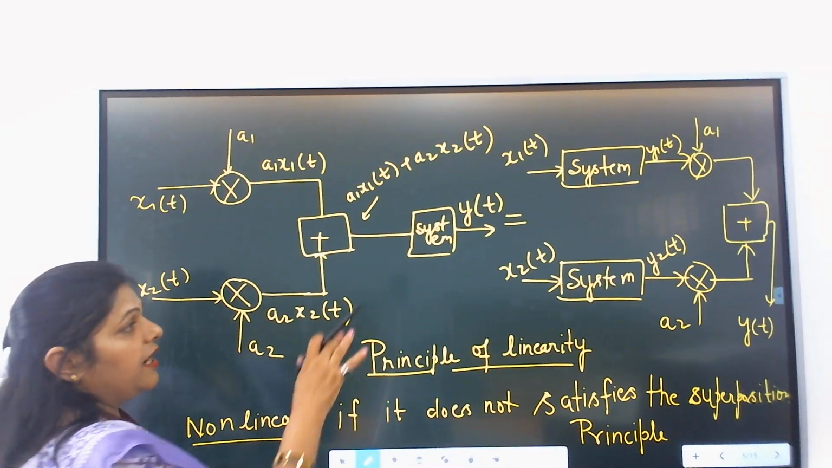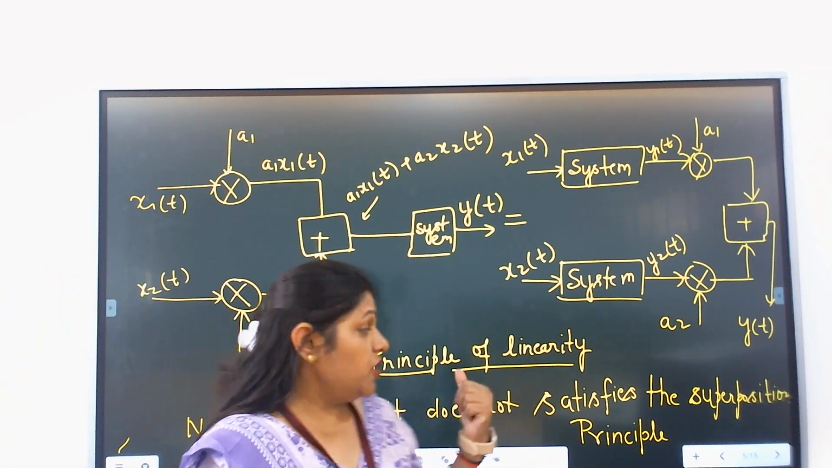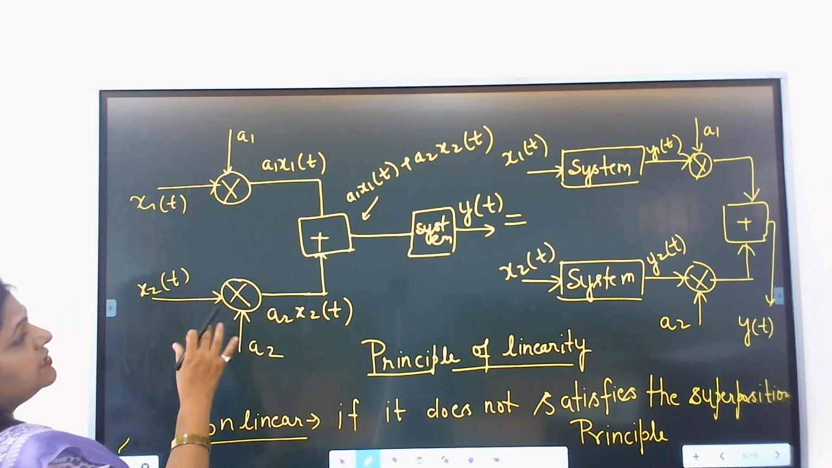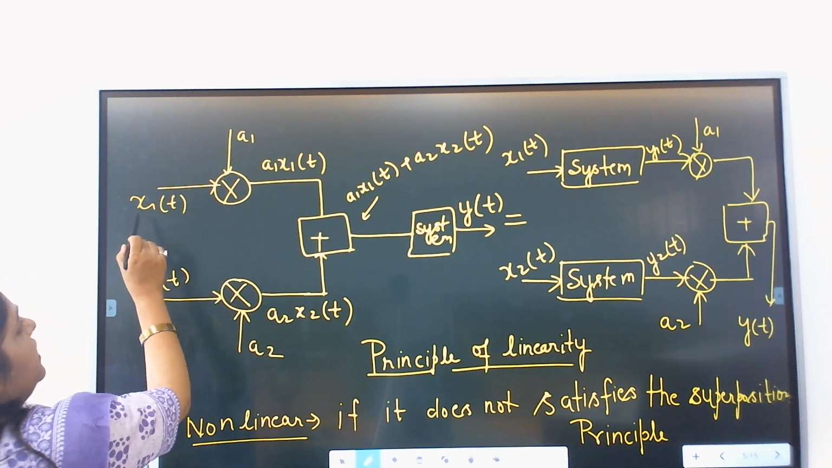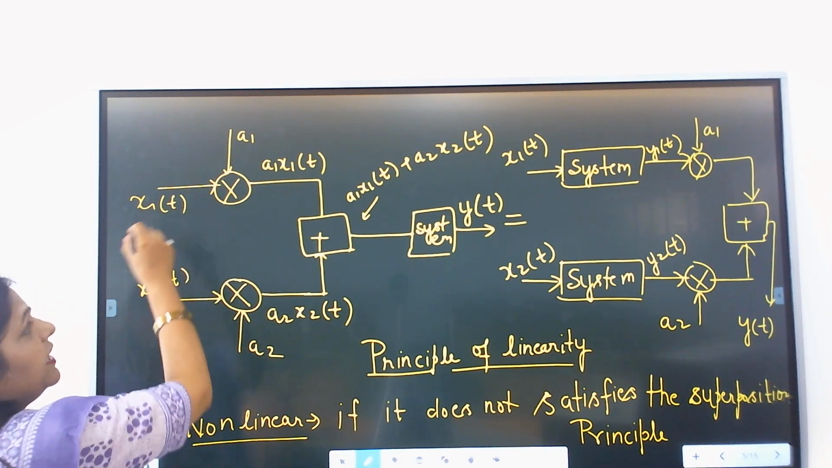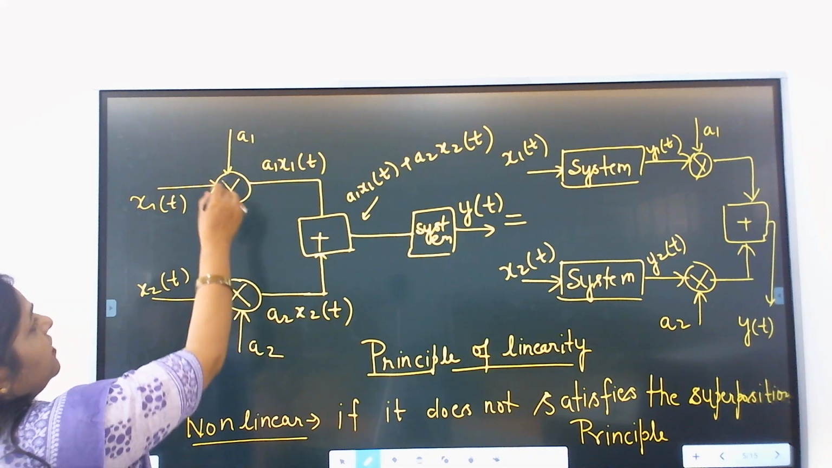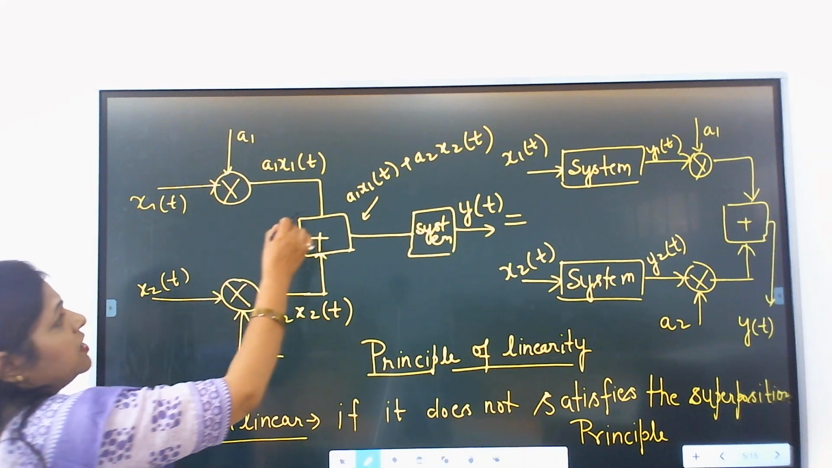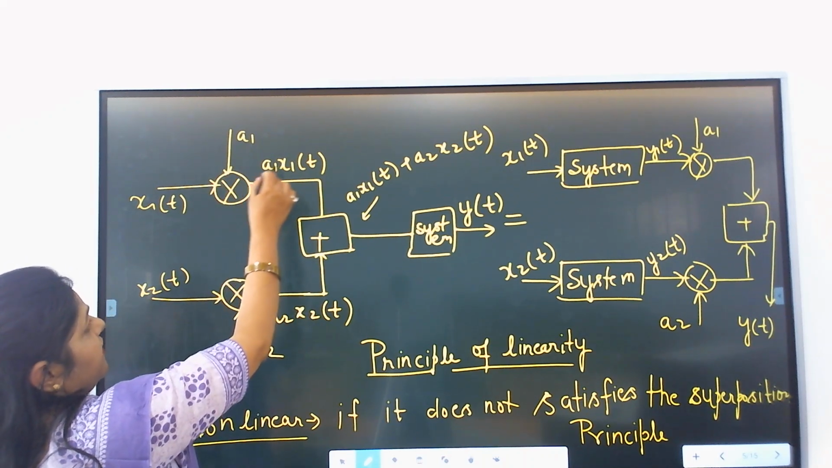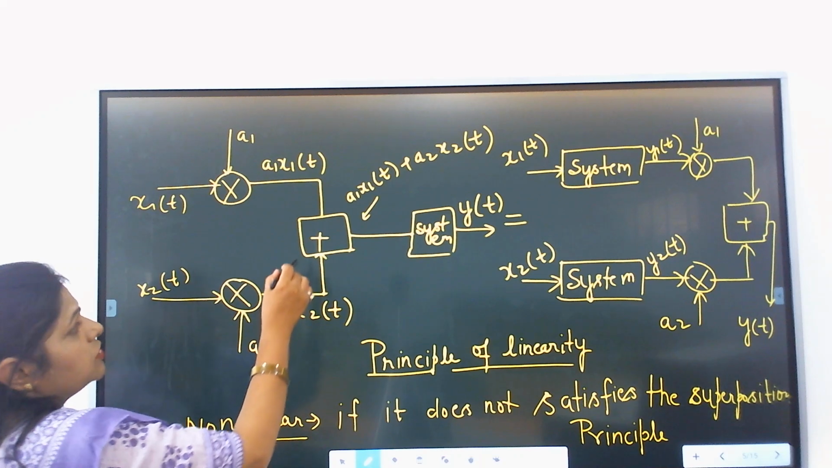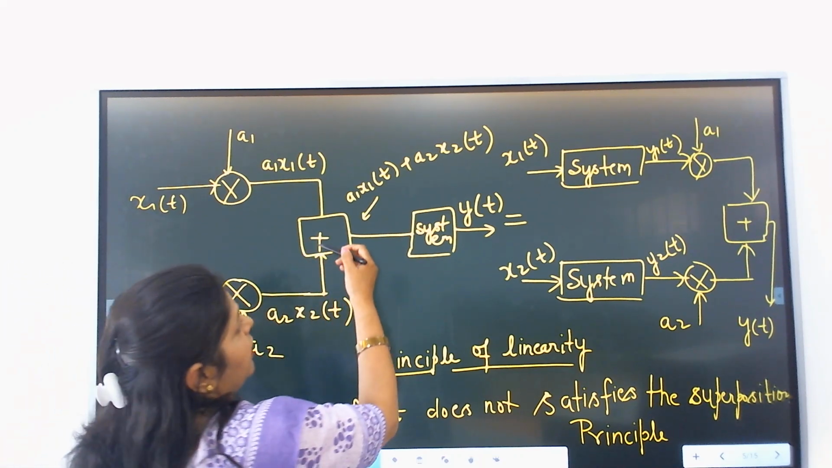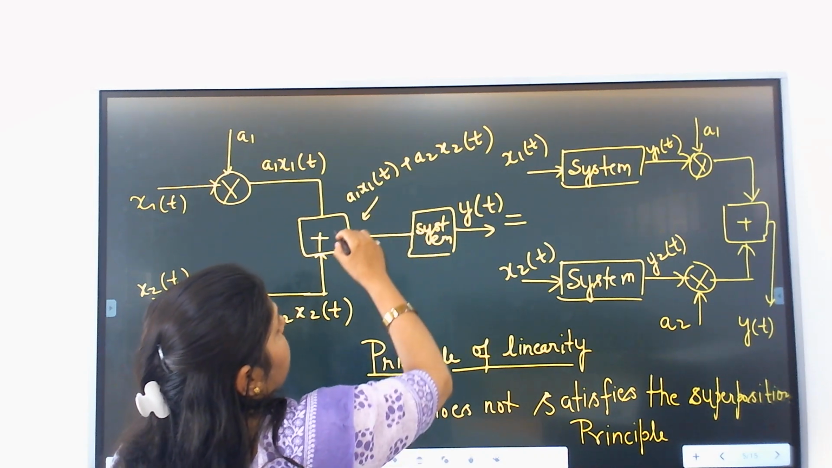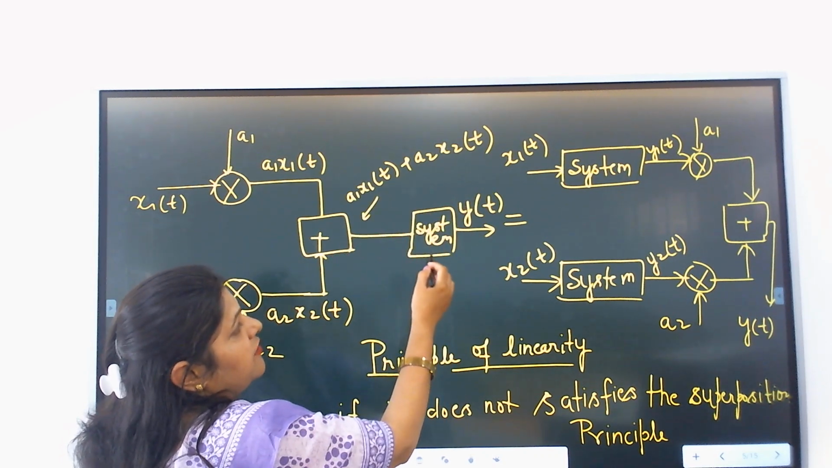You can see in the diagrammatic picture, which shows the principle of linearity. The first diagram shows that x1(t) and x2(t), which are excitations or inputs, are given to mixers and mixed with constants a1 and a2. The outputs of the mixers, a1 x1(t) and a2 x2(t), go into an adder, and we get the output a1 x1(t) plus a2 x2(t). After this, the output goes into the system, and we get y(t).